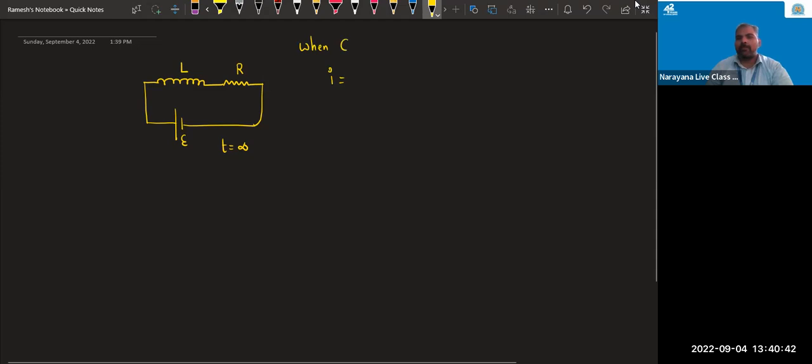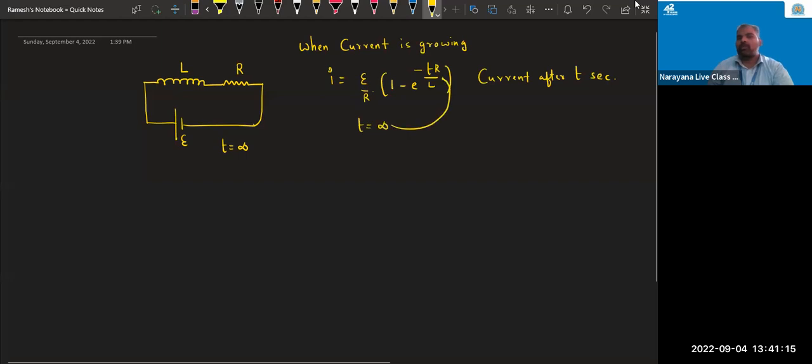When current is growing, yesterday I deduced one formula. When current is growing, what is the current after t seconds? I = E by R into 1 minus e power minus t by (L by R). This is the current after t seconds. After a long time, substitute t value infinity. What is the current? Tell me. E by R into 1 minus e power minus infinity.